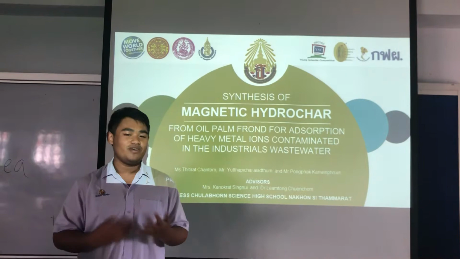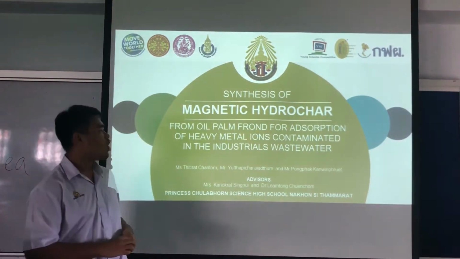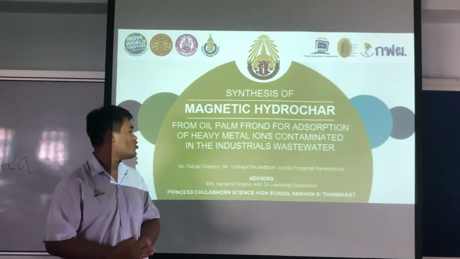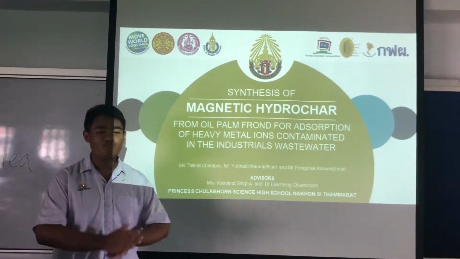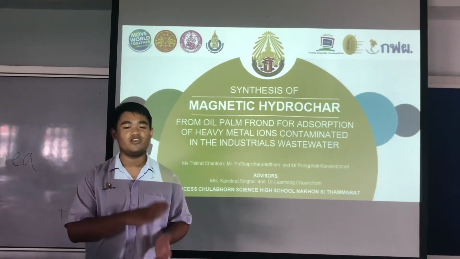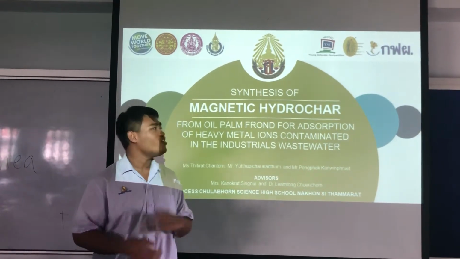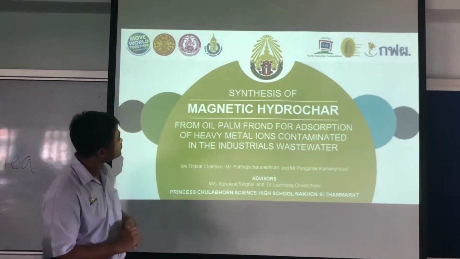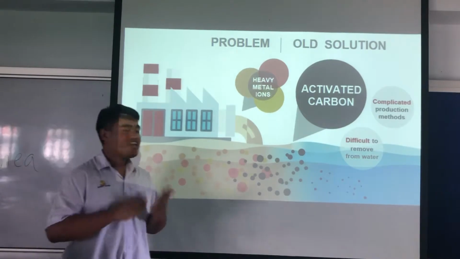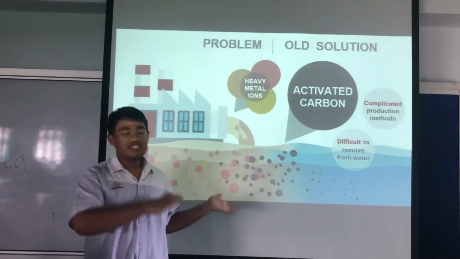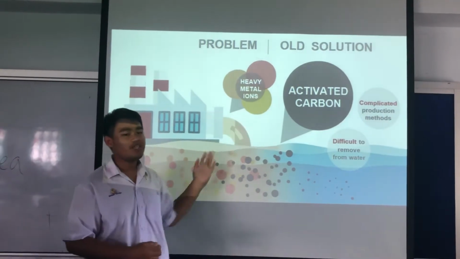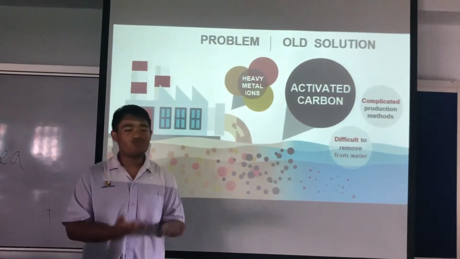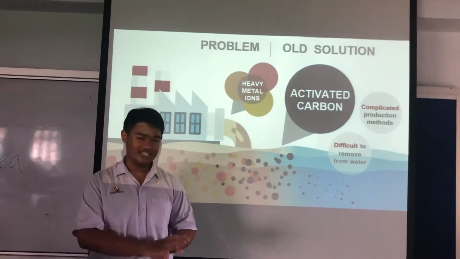Today we would like to present our project titled Synthesis of Magnetic Hydrochar from Oil Palm Frond Cellulose for Adsorption of Heavy Metal Ion Contaminated in Industrial Wastewater. For the introduction, this project stems from our observation that there were heavy metal ions contaminating the river, released from local factories.